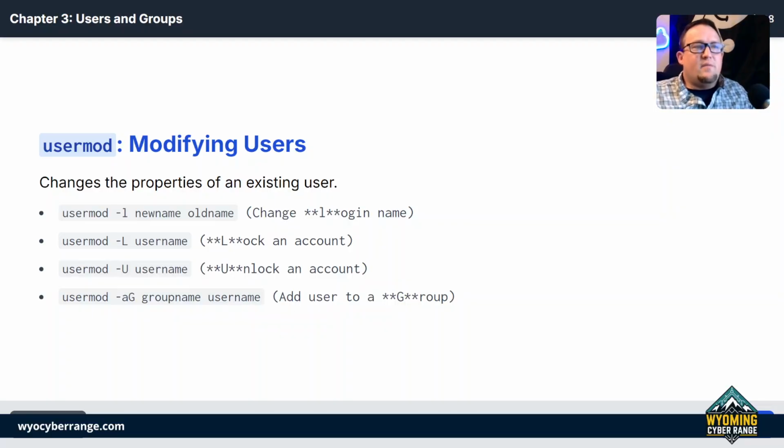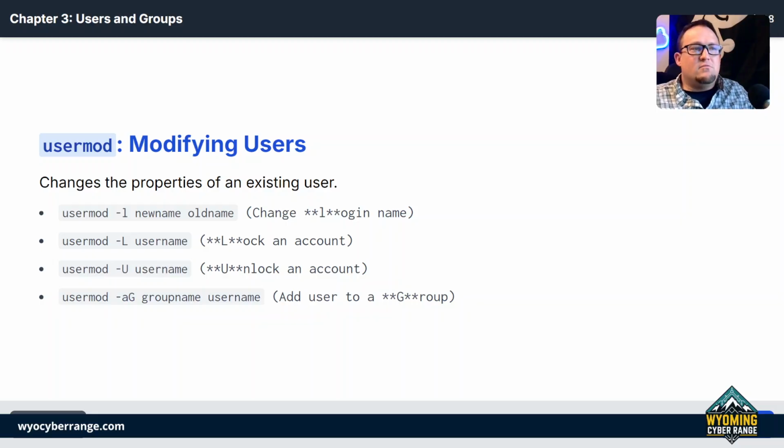Now, there might be a few times that we want to modify a user. For instance, we want to change the login. So we can change their login from new name to old name. And so let's say John Smith is no longer John Smith. He changes his name. We can change the username there as well. We could also lock out the user account by using a capital L. That's for lock. For instance, if John Smith goes on a vacation for 2 weeks and we want to make sure the system is secure while he's gone, we could lock out his user account so that way nobody can utilize the account while he's gone.